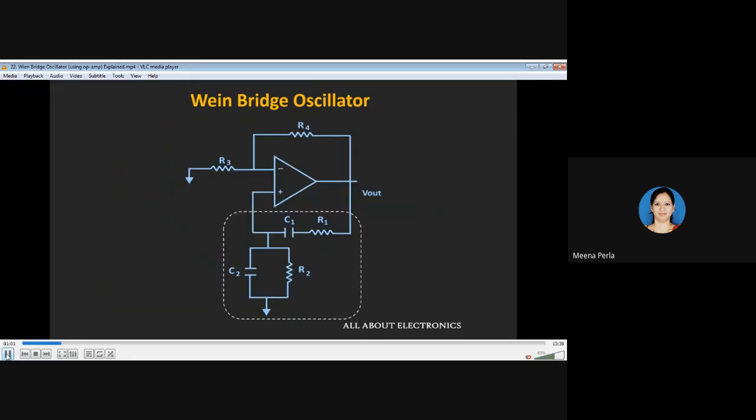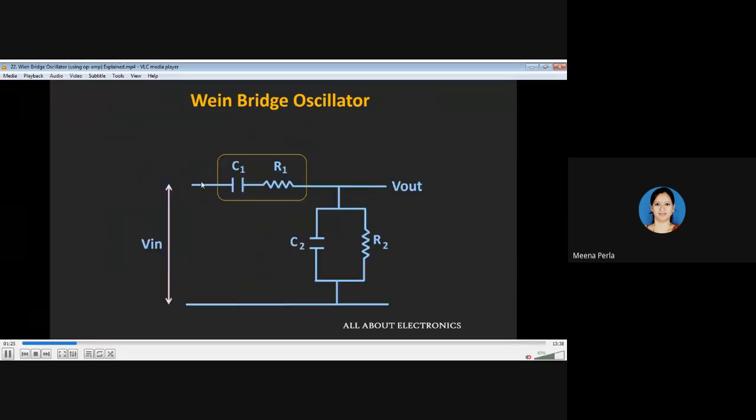So here we can see that R3 and R4 are part of the amplifier, and these two branches of this bridge circuit form the RC feedback network. So here the op-amp is used in the non-inverting mode, and the feedback is given using this RC circuit. This RC circuit consists of two networks. One is the series RC network and the other one is the parallel RC network. So here this series RC circuit acts like a high pass filter and the parallel RC circuit acts as a low pass filter.